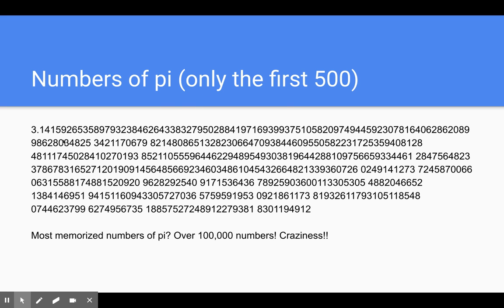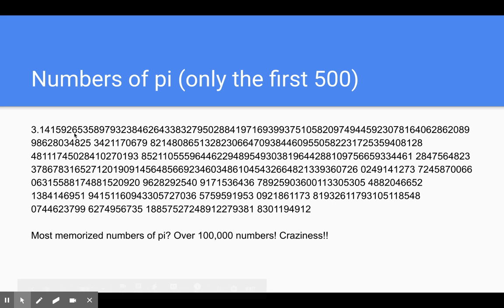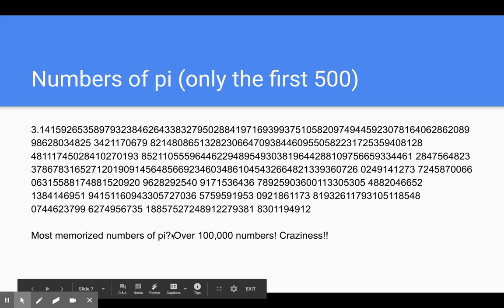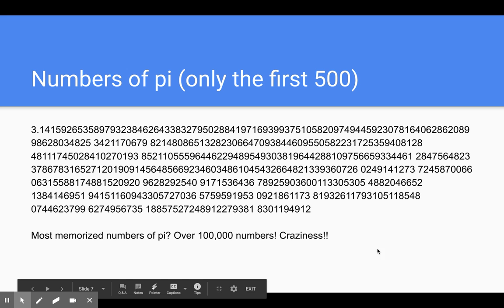Okay, here are the numbers of pi, only the first 500. Like I said, it is a decimal that just continues on forever and never repeats. These are just the first 400 digits: 3.14159265358979932, and so on. And someone memorized over 100,000 numbers of pi. That is absolutely craziness. I couldn't even probably get through 20 numbers even if I tried. All right, so just some fun facts about pi.